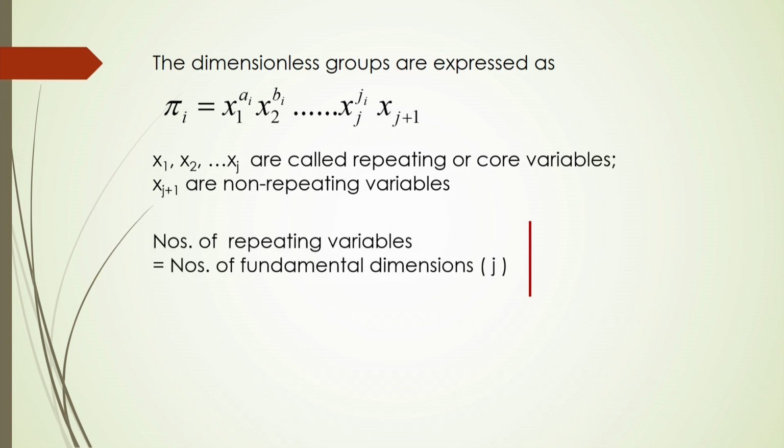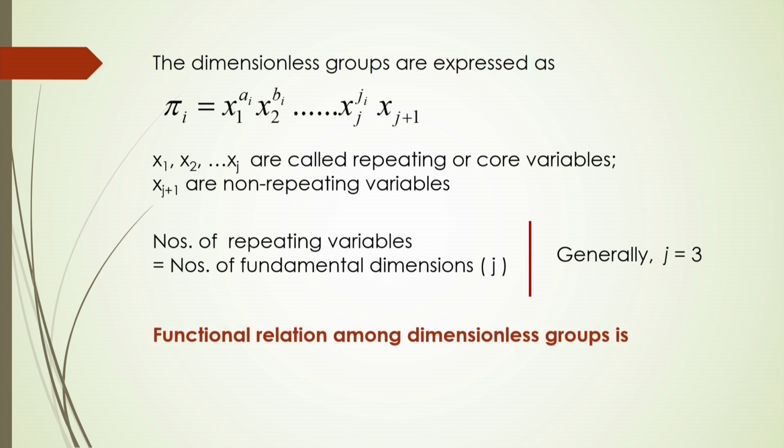So, the number of repeating variables will be the number of fundamental dimensions. You have to remember how many repeating variables to be considered: only 3 repeating variables, because the number of fundamental dimensions will be exactly equal to the repeating variables. Generally j is equal to 3 because the number of fundamental dimensions is 3.